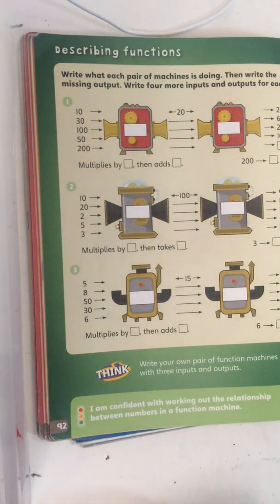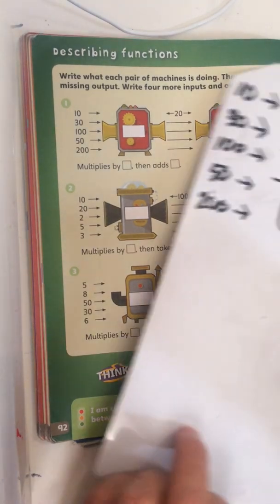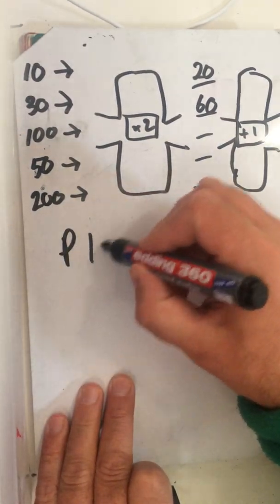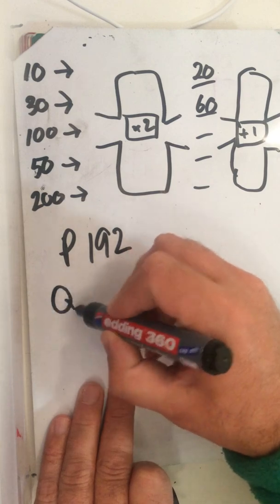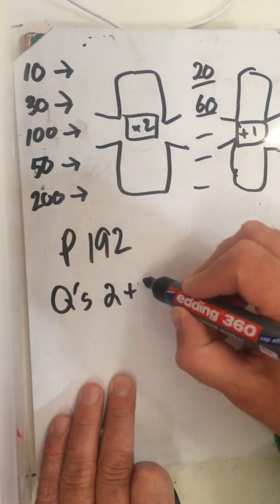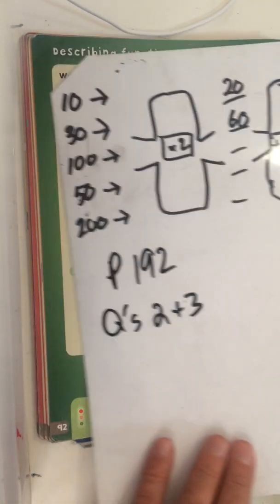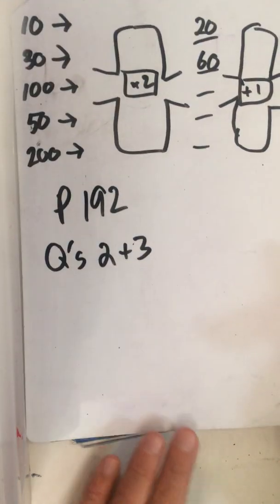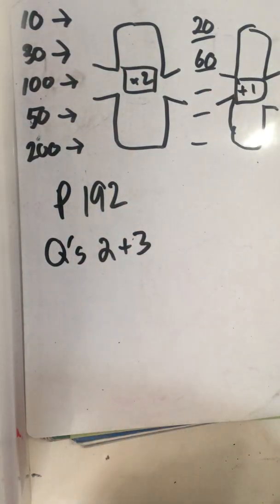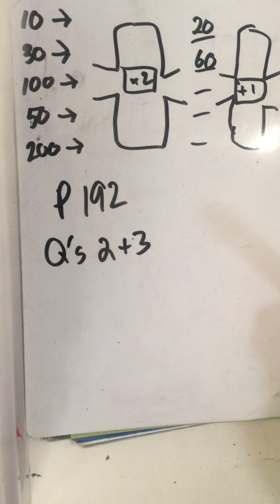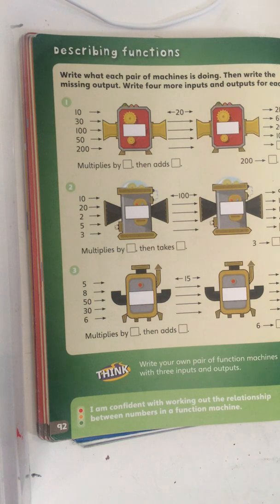Right, so page 192, please. Just do questions 2 and 3 on page 192, drawing them out properly. Pause the video while you're doing that, please, and then we will carry on with the rest of the lesson after that. Okay, so pause the video and have a go at the questions on the board there. Okay, thanks.